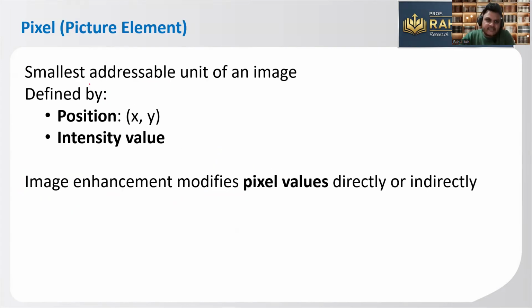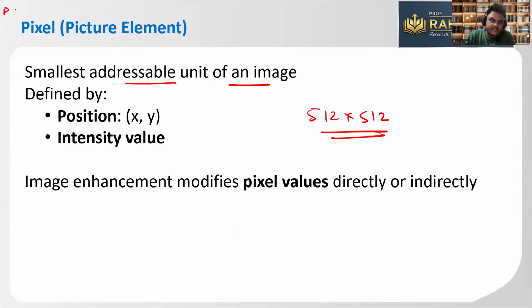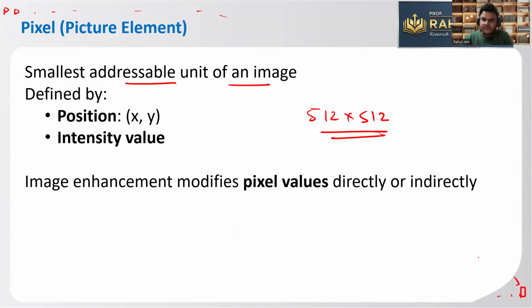Now, what is a pixel? A pixel is the smallest addressable unit of an image. For example, this screen where you are seeing this lecture, let's assume it is 512 by 512. Then there are 262,144 pixels in total. It means 1 pixel, 2 pixel, 3, 4, 5, 6, 7, and at the end, the last pixel would be 262,144. So the total is a combination of all pixels. The smallest addressable unit of an image is what we are calling a pixel.